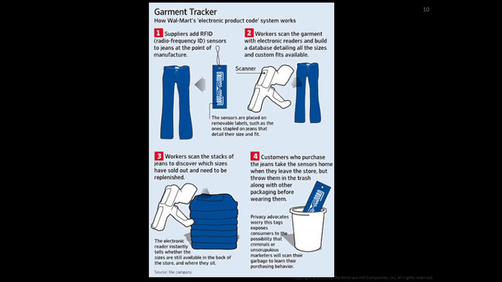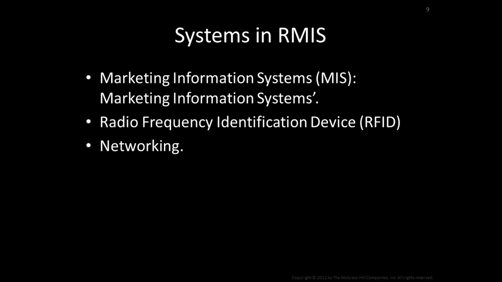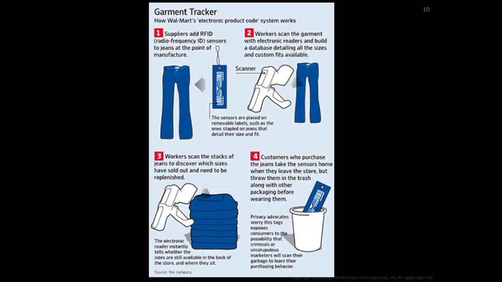An example for your understanding of how a tracker works is from Walmart, how Walmart's electronic product code system works. Suppliers add RFID sensors to jeans at the point of manufacture. Radio frequency IDs. This is nothing but one of the examples of an RFID device used at Walmart. And the sensors are placed on removable labels such as the ones which are stapled on jeans. Let's think of any jeans right now. Any jeans that you have bought, you have seen this kind of a tag attached to it.